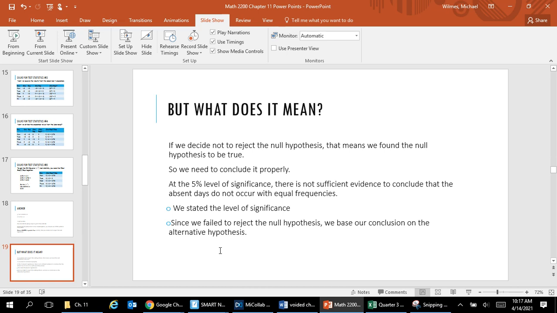So here we go. If we decide to not reject the null hypothesis, this means we found the null hypothesis to be true. So we need to conclude it properly. So at the 5% significance level, there's not sufficient evidence to conclude that the absent days do not occur with equal frequencies. Okay, there we go.